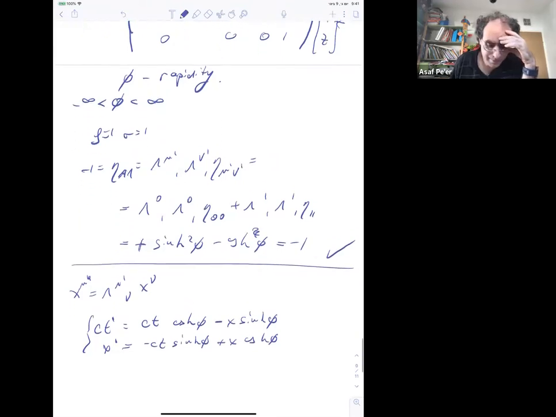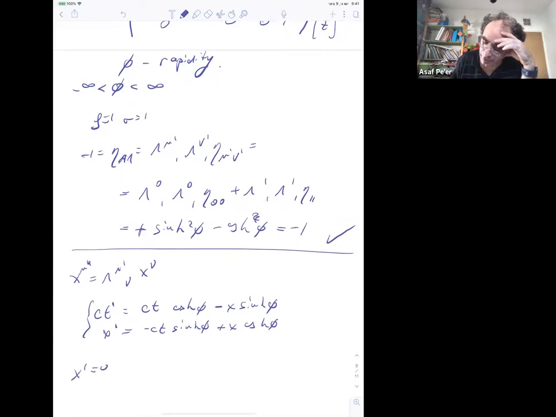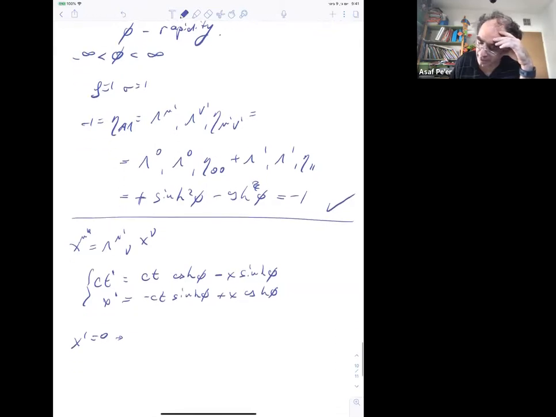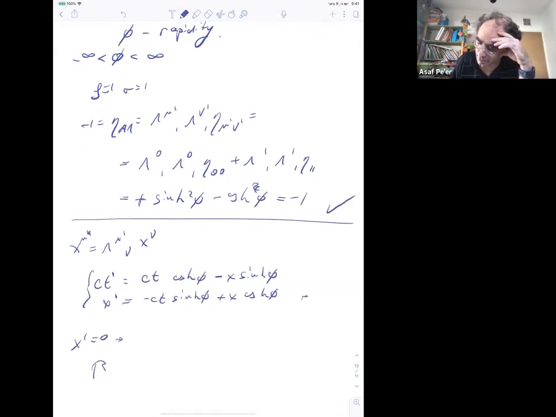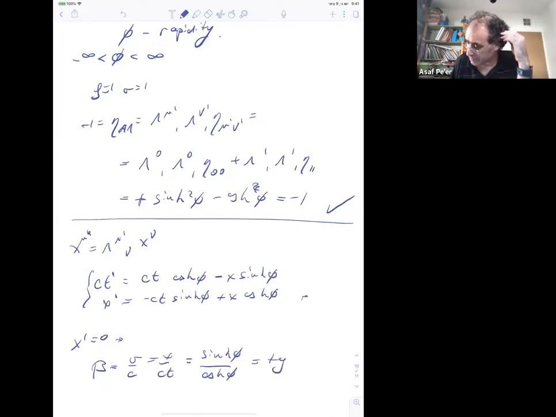So the velocity at the point for which x prime is equal to 0, so if we set x prime equal to 0 here, then I can define the velocity. Beta is just v over c, and just x over ct, which is sine hyperbolicus of phi divided by cosine hyperbolicus of phi, just tangent hyperbolicus of phi. So that's the definition of the normalized velocity.